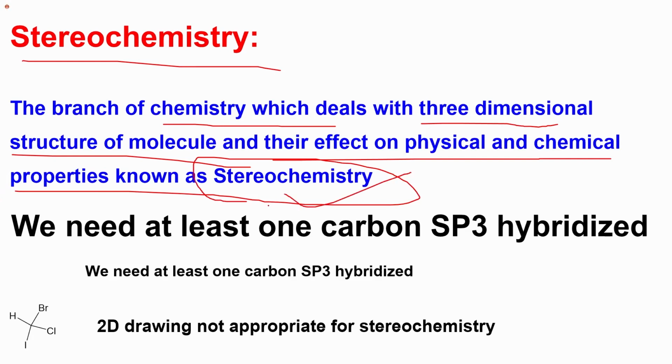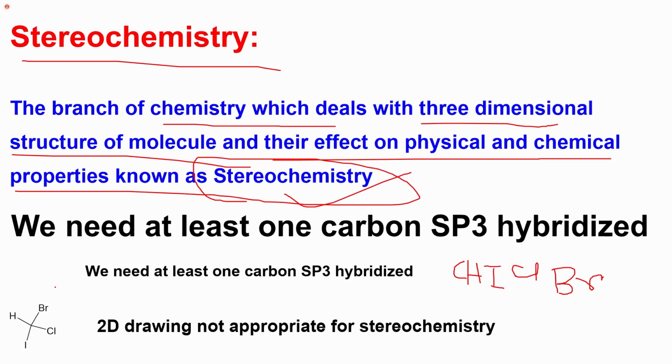Now we need at least one carbon that is sp3 hybridized. Let's take an example, CHICl and then bromine. How can we draw it, and how do we know the stereochemistry of the product?